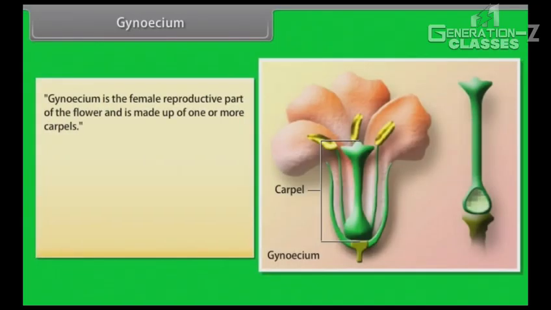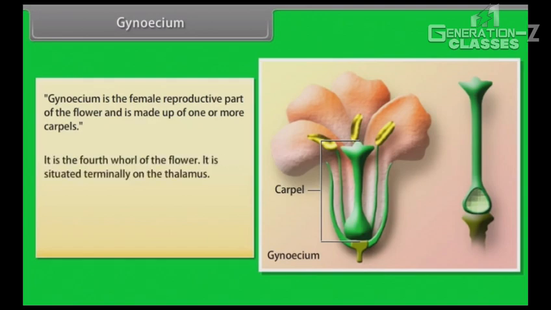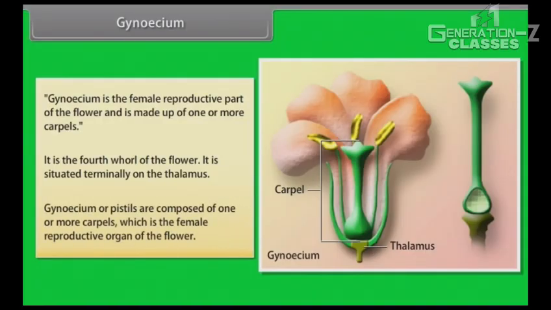Gynoecium. Gynoecium is the female reproductive part of the flower and is made up of one or more carpels. It is the fourth whorl of the flower. It is situated terminally on the thalamus. Gynoecium or pistils are composed of one or more carpels, which is the female reproductive organ of the flower.